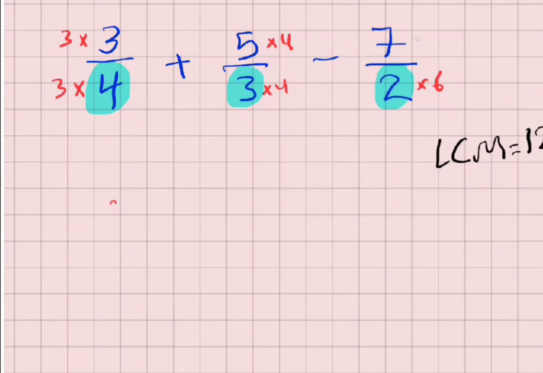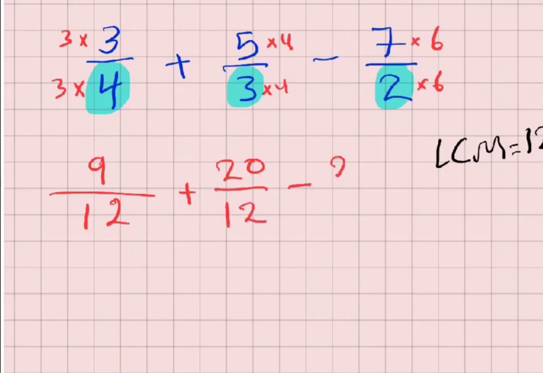So looking at the first one, 3 times 3 is 9, 3 times 4 is 12. 4 times 5 is 20. 4 times 3 is 12. 7 times 6 is 42. 2 times 6 is 12.